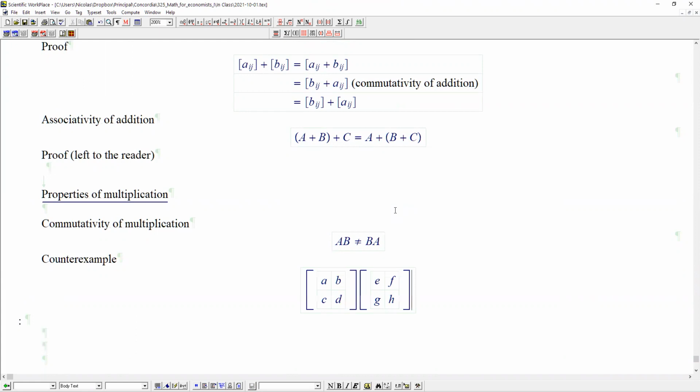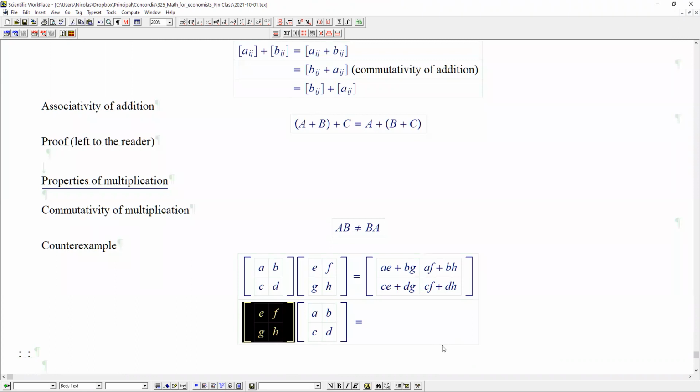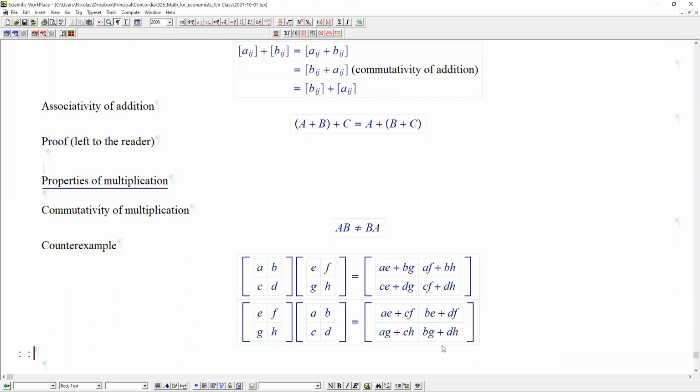So it gives me this. And if I invert them, so this times this gives me something different. So AE is still there, but then the second element here is BG, and the second element here is CF. So already we know that it doesn't work. So multiplication is not commutative. Distributive law.